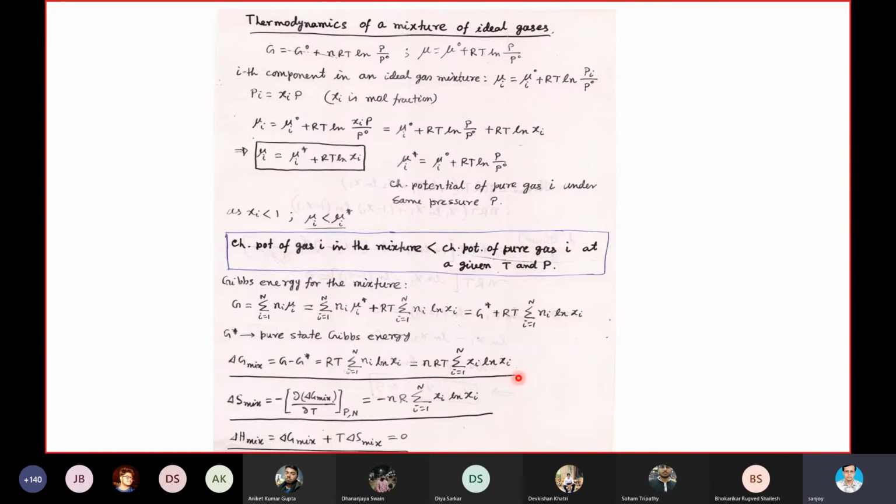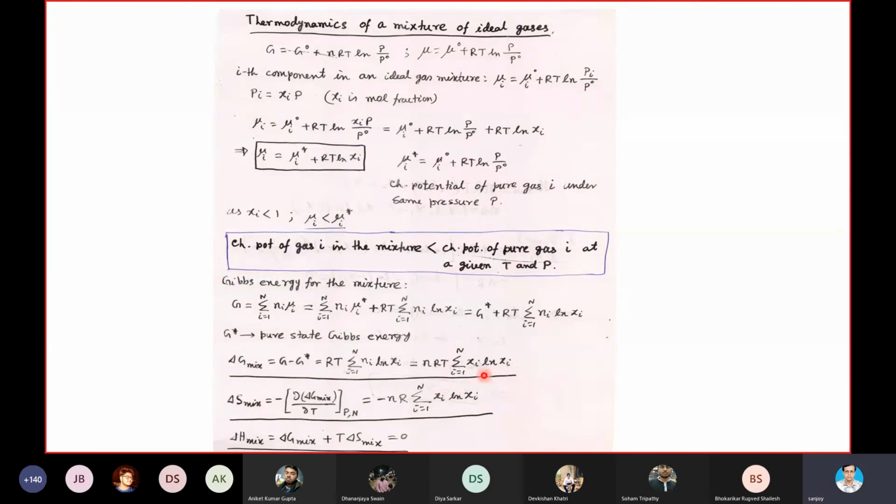Now this is your delta G mixing. This is Gibbs energy due to mixing. G was the Gibbs energy in the mixed state, and G star was the Gibbs energy in the pure state. So we are subtracting that. We are getting what is the Gibbs energy change due to mixing. Okay, so therefore delta G mixing is simply this difference between them, which is this expression.